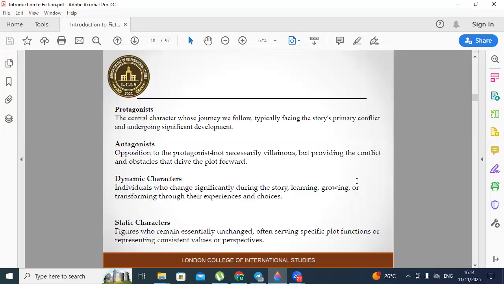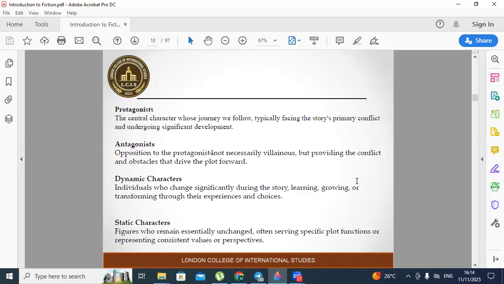Dynamic characters: individuals who change significantly during the story, learning, growing, or transforming through experiences and choices. Most protagonists are dynamic. Their journey involves change. Scout Finch in To Kill a Mockingbird loses innocence and gains moral understanding. That's a dynamic change.